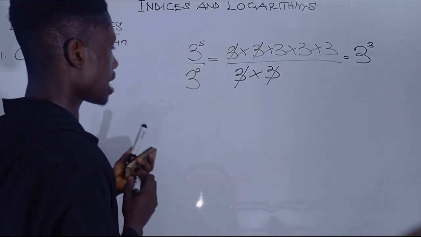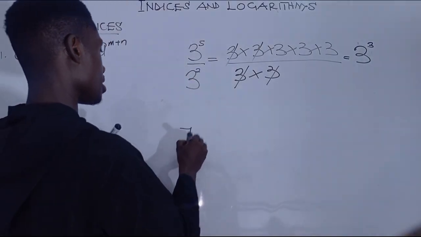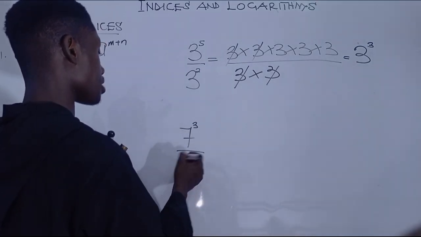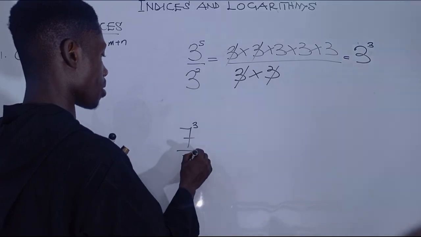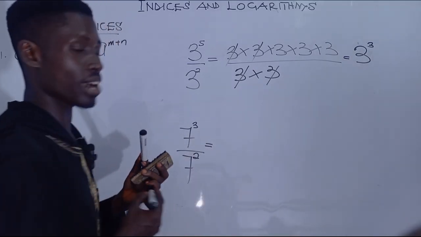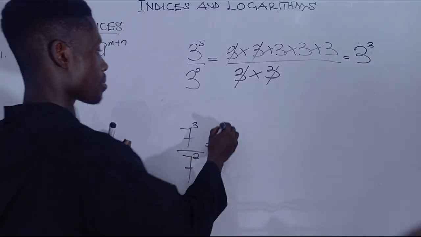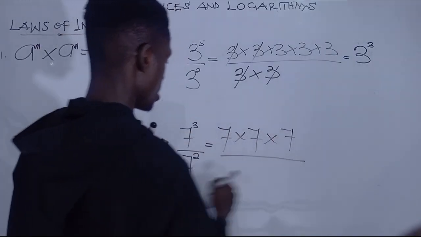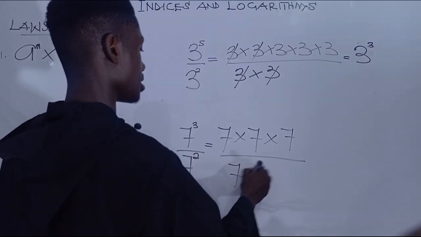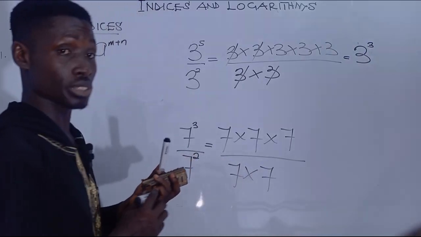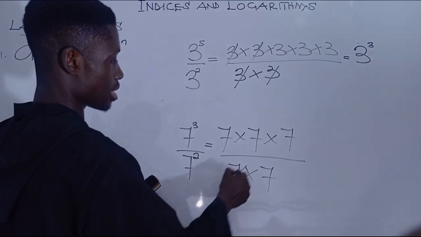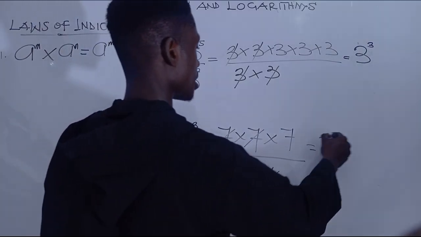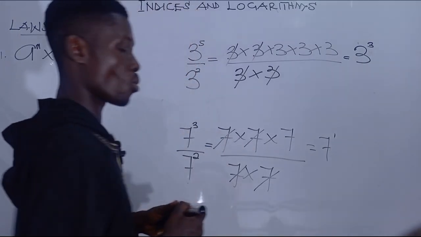Now let's consider another example. Let's take it that you have 7 raised to the power 3 divided by 7 raised to the power 2. We want to simplify this. Now we know that this can be written as 7 times 7 times 7, and this can be written as 7 times 7. We want to simplify. So you can see that this can cancel this, can cancel this. We are left with 7 raised to the power 1.